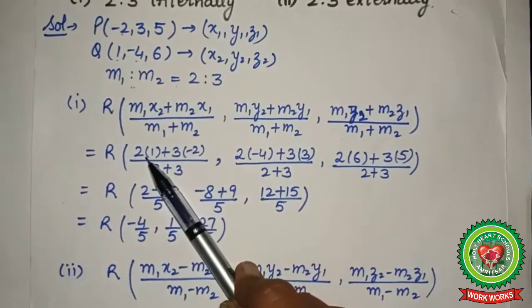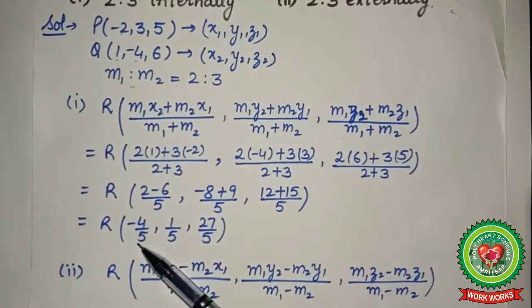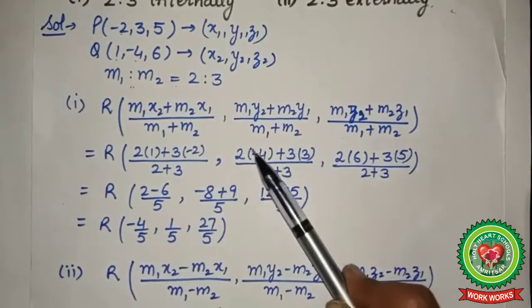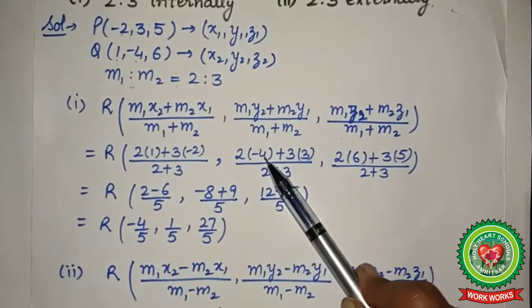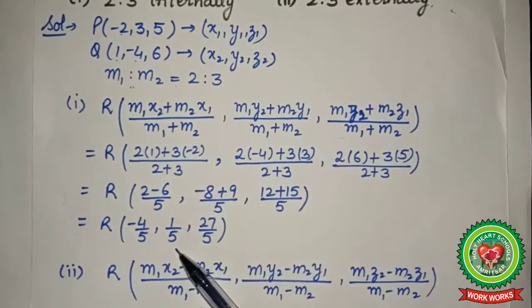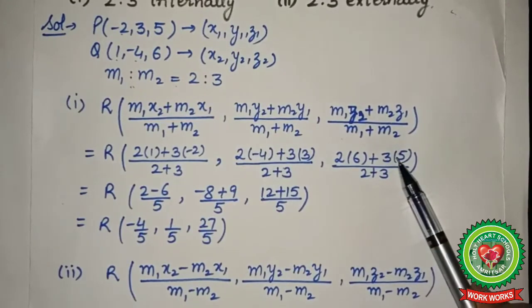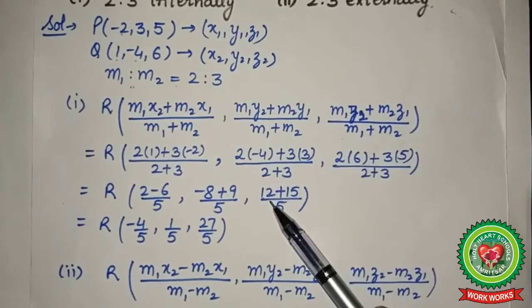Here on simplifying we get 2 minus 6 upon 5, that is minus 4 upon 5. Second, it will become minus 8 plus 9 upon 5. So on solving 1 upon 5. Third, it is 2 6 are 12 plus 15 upon 5. So answer is 27 upon 5. In this way we can find the coordinates of R.